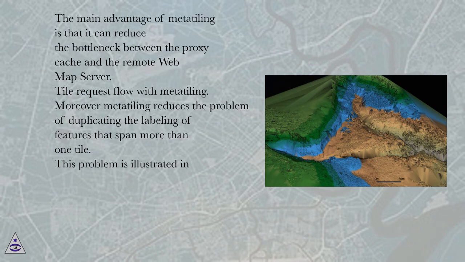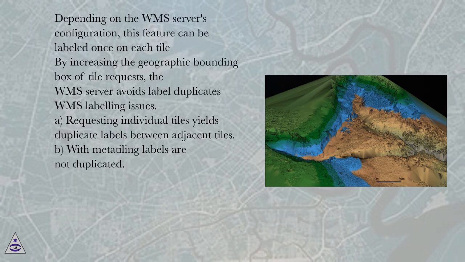The main advantage of metatiling is that it can reduce the bottleneck between the proxy cache and the remote web map server. Tile request flow with metatiling. Moreover, metatiling reduces the problem of duplicating the labeling of features that span more than one tile. This problem is illustrated in the figure. Depending on the WMS server's configuration, this feature can be labeled once on each tile. By increasing the geographic bounding box of tile requests, the WMS server avoids label duplicates. WMS labeling issues. A. Requesting individual tiles yields duplicate labels between adjacent tiles. B. With metatiling, labels are not duplicated.